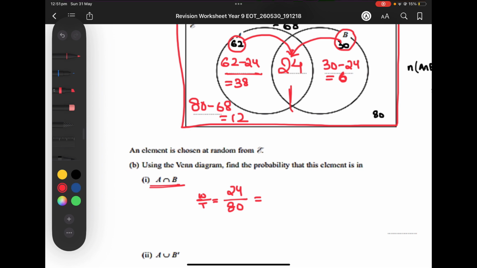So reduce it down. They both are divisible by 4, right? 4 how many times? 4 sixes are 24, 4 twos are 8, and 0s I get. So 6 over 20 I have. Can I reduce it further? Yes, I can reduce it further. 2 threes are 6 and 2 tens are 20. So it is 3 over 10 is the answer here.